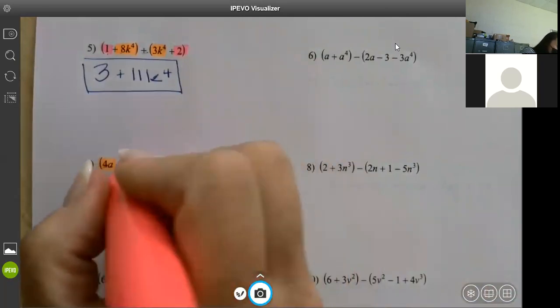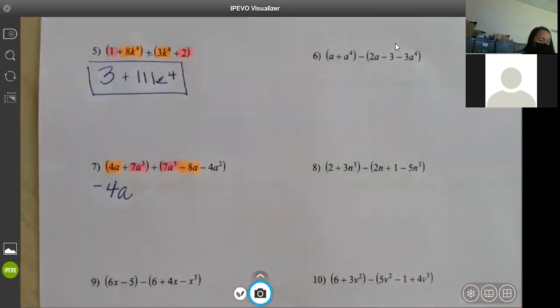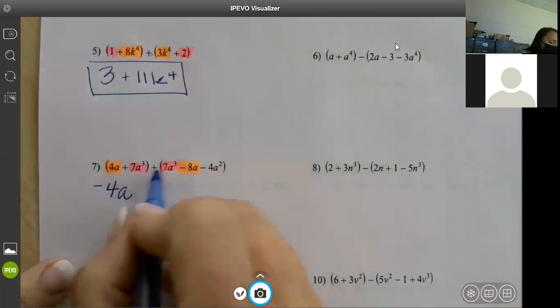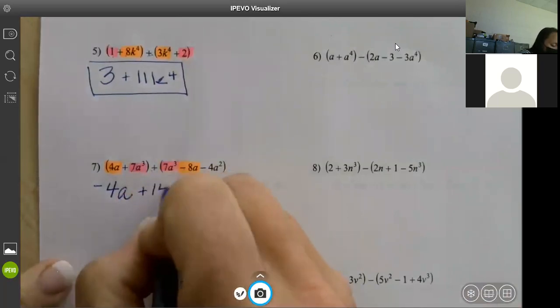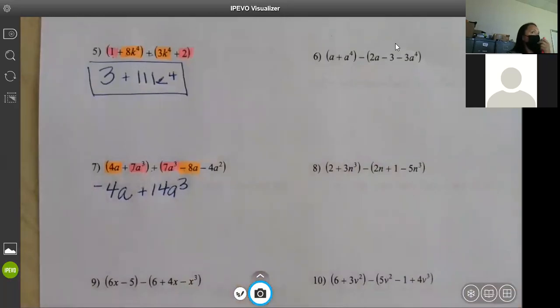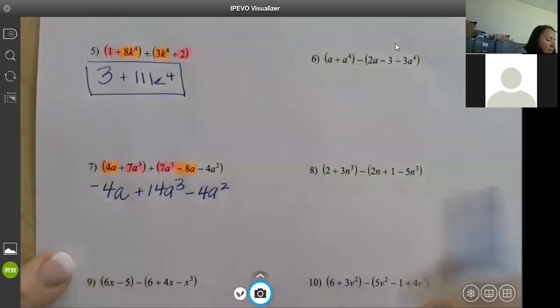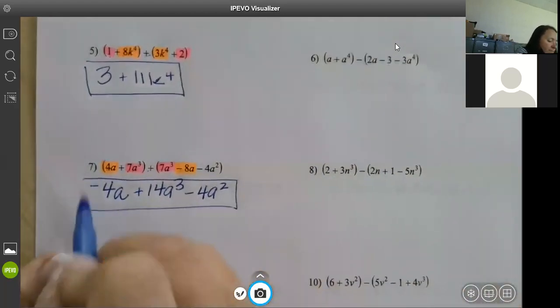The next thing we have is 7a cubed. We look for the other a cubes, and there's only one. Add the front numbers. 7 plus 7 is a +14, and a cubed made them alike. And then you guys see there's one thing I haven't highlighted. We just write it on the end. -4a squared. That's it.